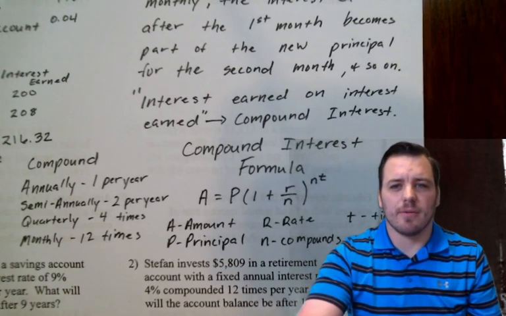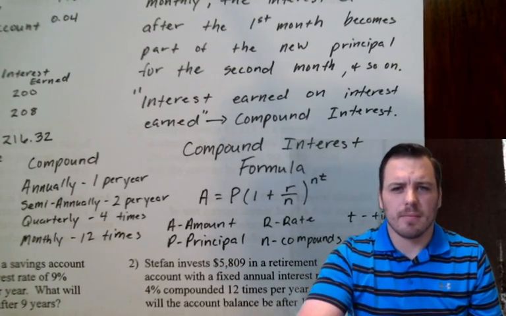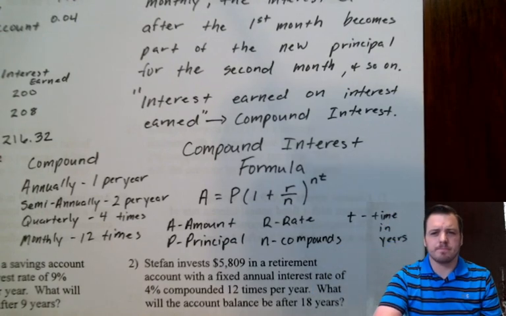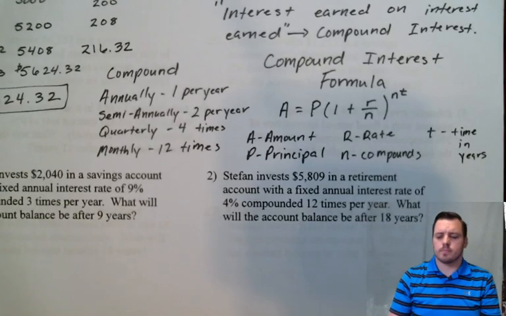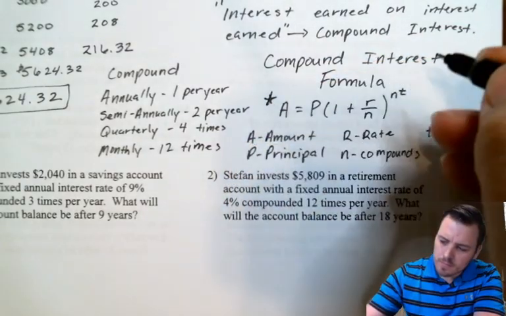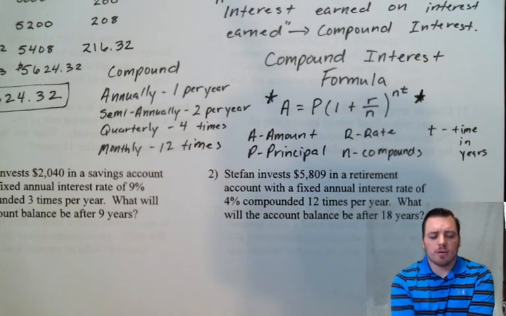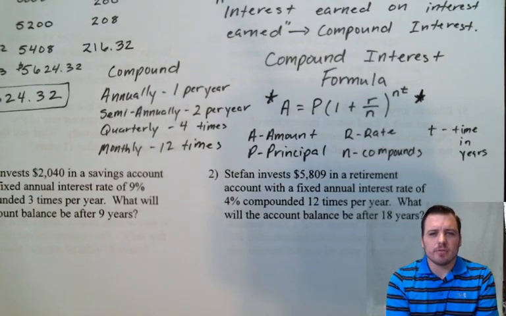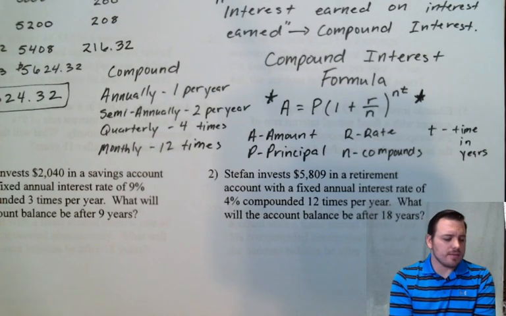Let me get myself out of the way. Not like that. Like that. There we go. So compound interest formula is A equals P times the quantity of 1 plus R over N raised to the NT power.